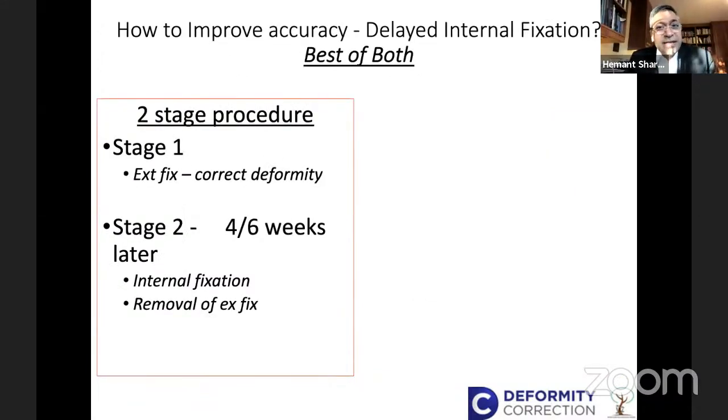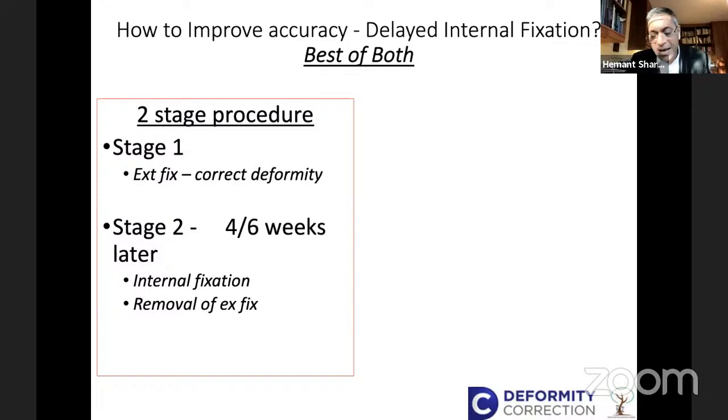The other way to look at it is to get the best of both. So you do a 2-stage procedure. So a lot of patients where you want a very accurate correction, especially the patient Mangal described, very demanding patients, you want to get it spot on. And in such cases, in stage 1, you can do your fixator and correct the deformity. And in stage 2, put the internal fixation in and take the fixator off. And that is another way, although it's 2 surgeries, it's a very nice way of getting the best of both and getting accurate corrections.